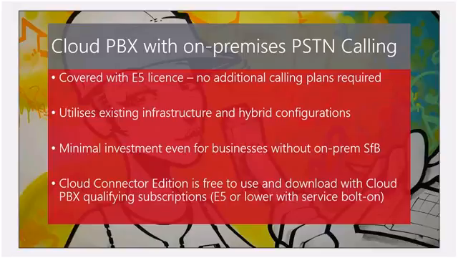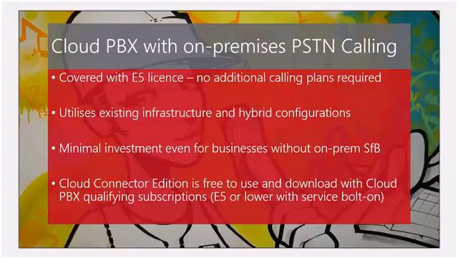You do not need a calling plan in addition to your E5 license to use Cloud PBX with on-premise PSTN calling. In this scenario, you will only be limited by your service provider subscriptions. However, to enable this feature, a hybrid connection is required between your on-premise infrastructure and Office 365. This means you do need some Skype for Business on-premise hardware.